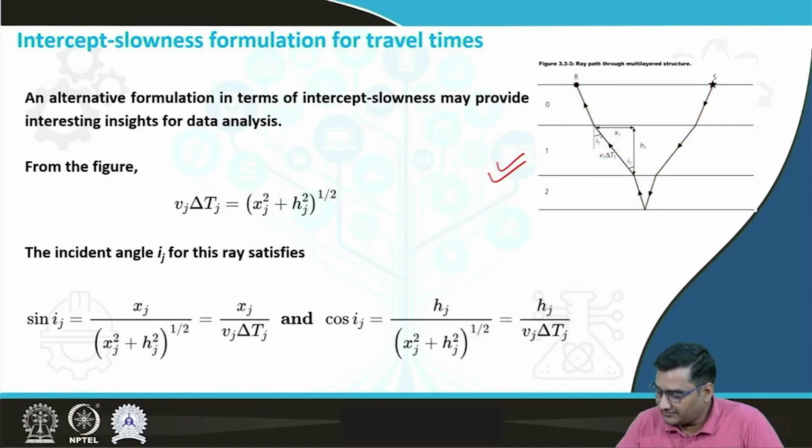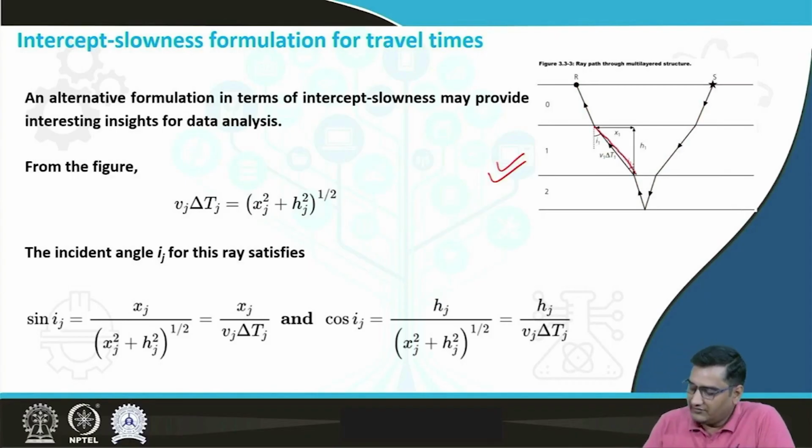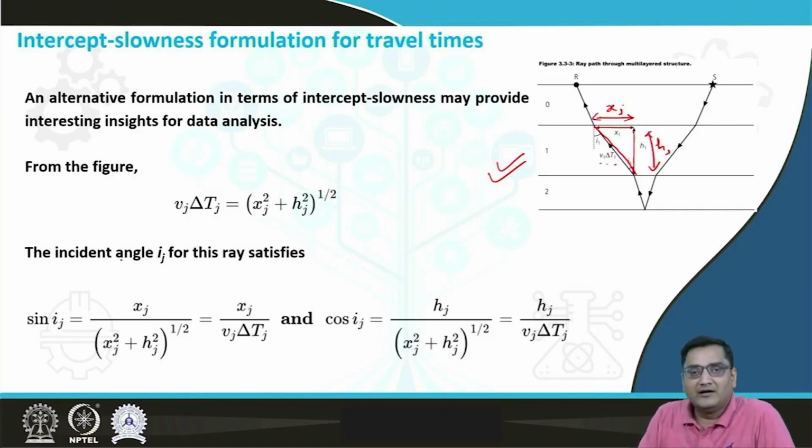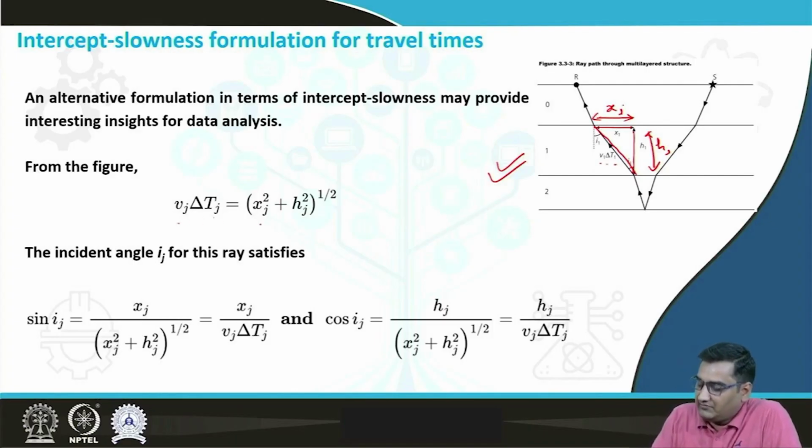If we consider this ray path over here, then you can see the total distance the ray is traveling. If we consider that as x1 and that as h1, then it will be v1 delta t1. In case we are considering the ith layer, then this will become xi and this will become hi. If we want to write it in terms of Pythagoras theorem, then vj delta tj will become the square root of xj square plus hj square.